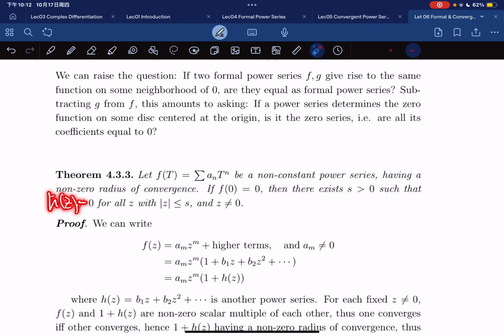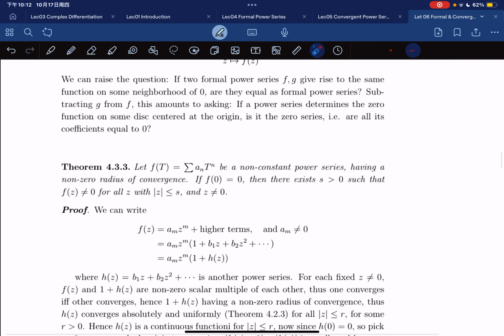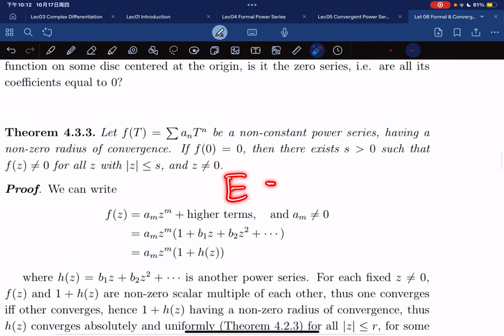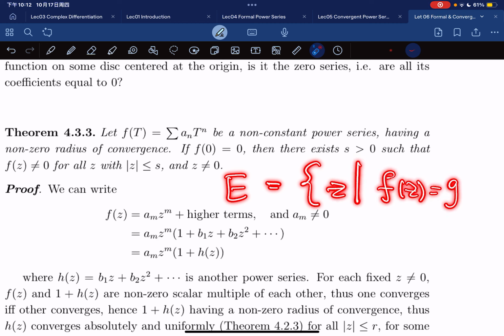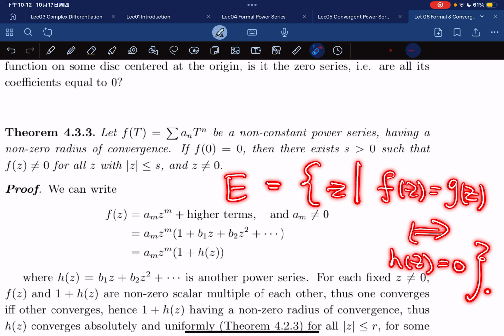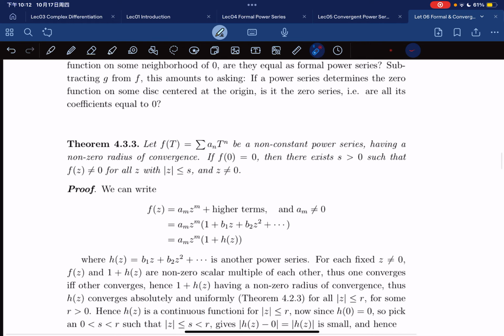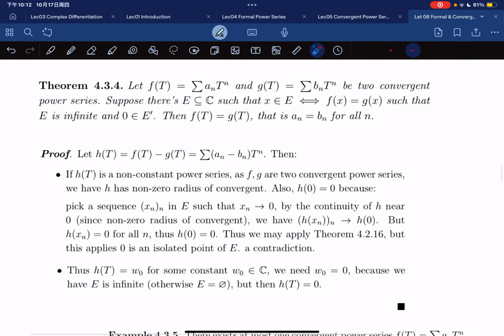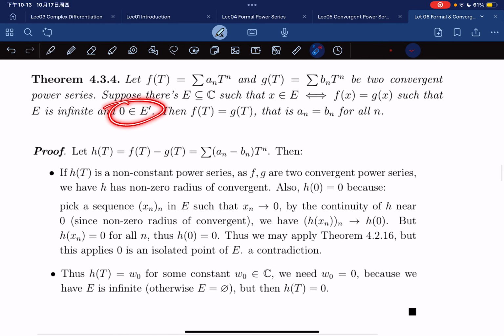Hz is not equal to 0, right? Because E is the set of all z such that f(z) is equal to g(z), which is equivalent to h(z) equal to 0, right? Now, we have that 0 is a limit point of E.